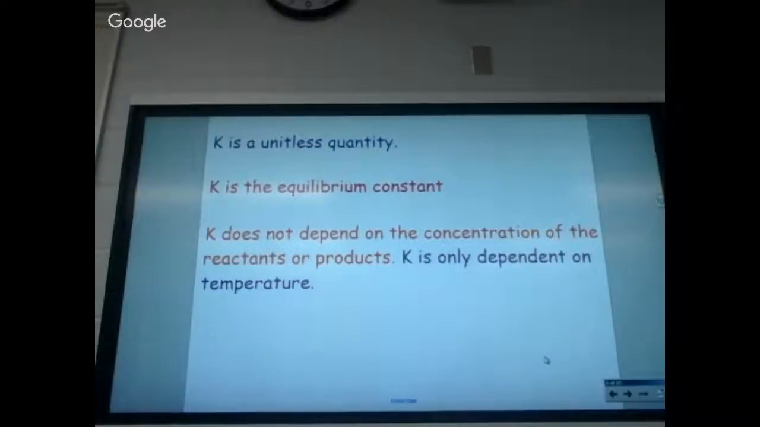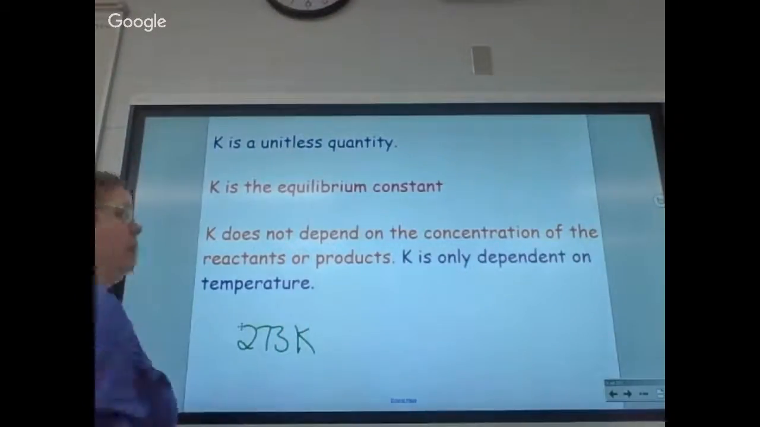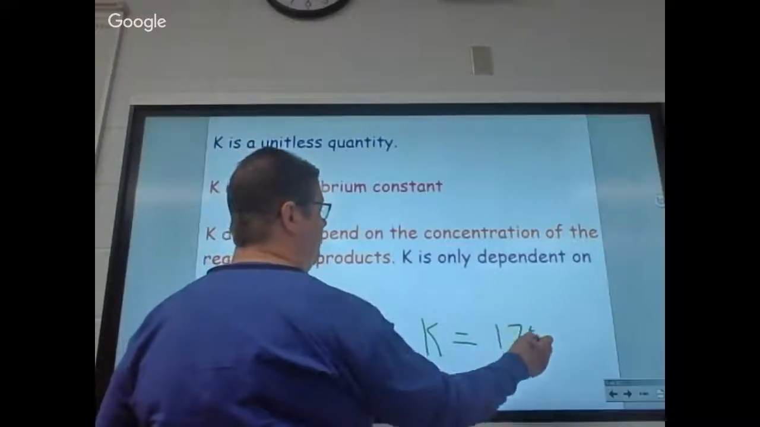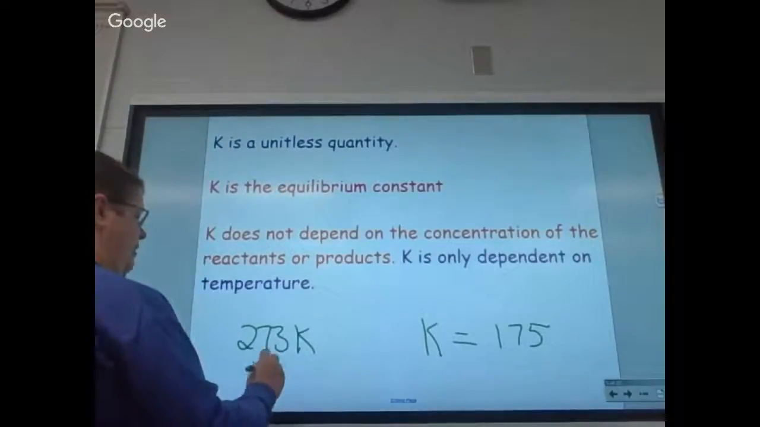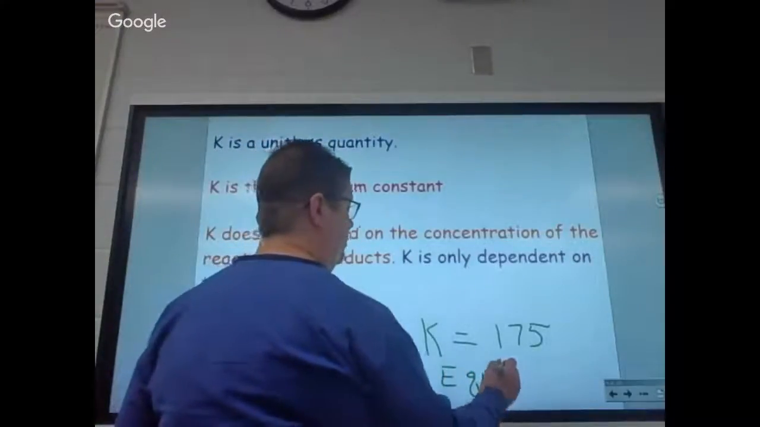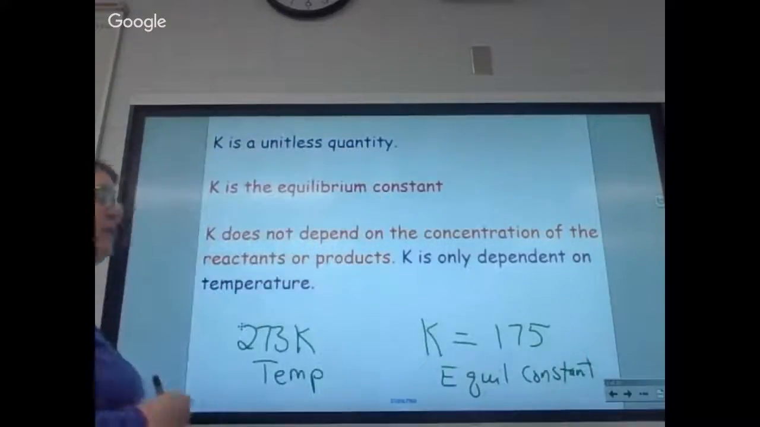Sometimes people ask me, are we going to get that confused with kelvins? No, because K is at the end of the number. When we write it as kelvins, we always write 273 K. When we write it as an equilibrium constant, we write K equals, let's just say 175. That's when it's equal to the equilibrium constant. This is temperature. This is the equilibrium constant. We write it in two different ways.